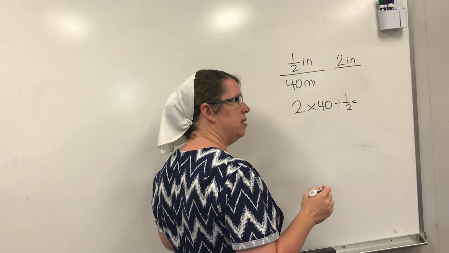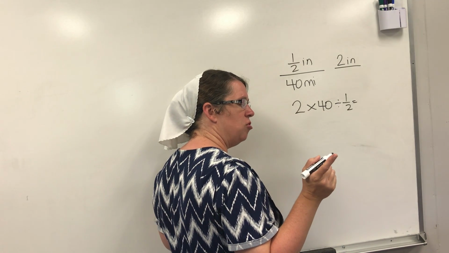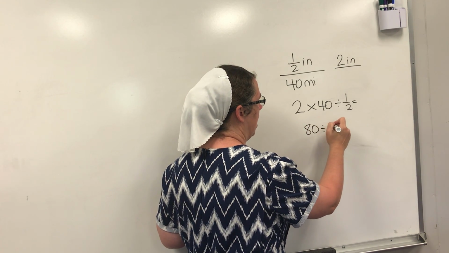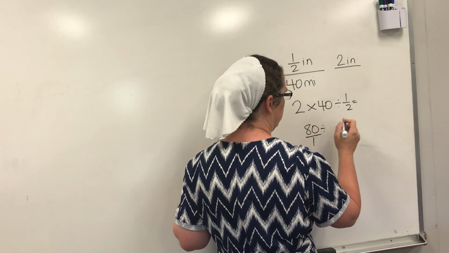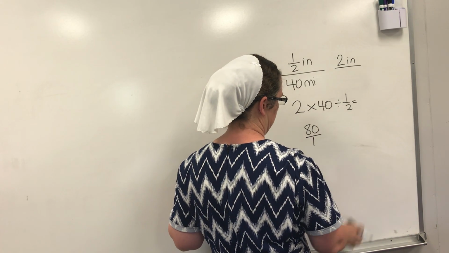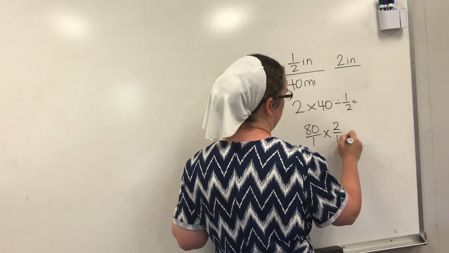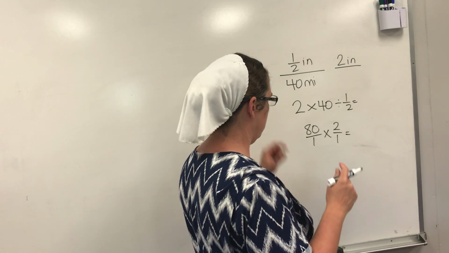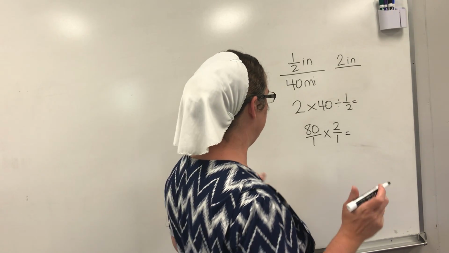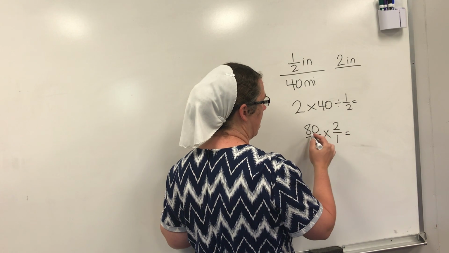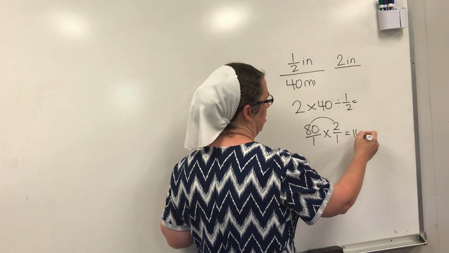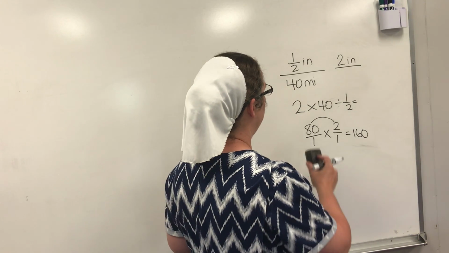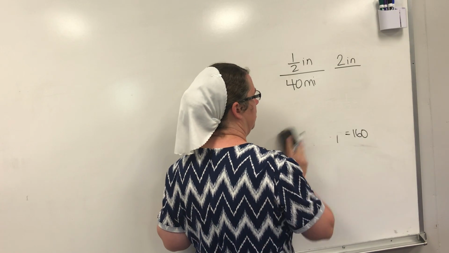2 times 40 is, Casey, what's 2 times 40? 80. Yes. Divided by 1/2. Remember to flip. So it is actually, I was just looking at my figuring, making sure I was right here. But I am. I needed to flip this, so it's 80 times 2, 160 miles. That's our answer for number 5.